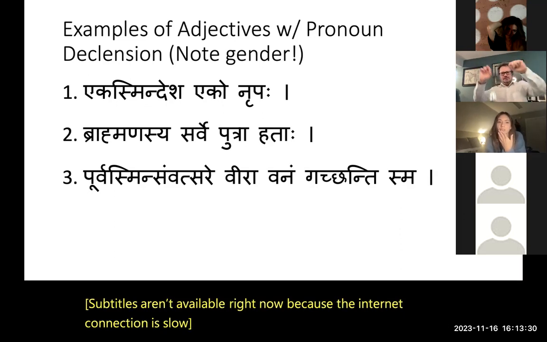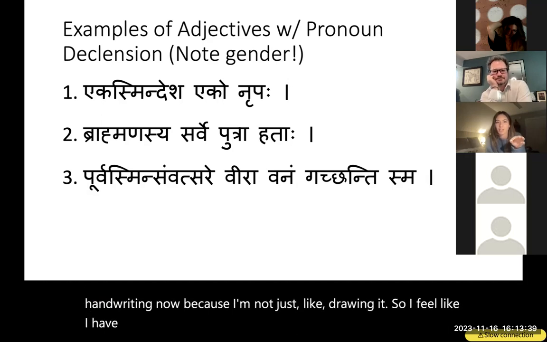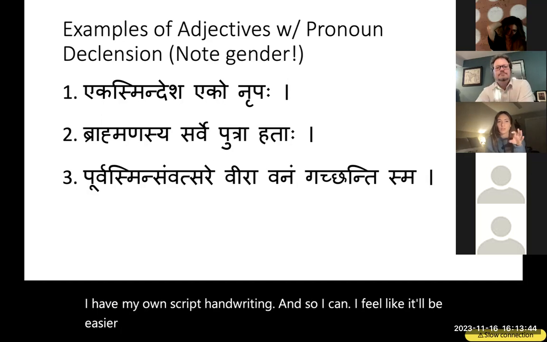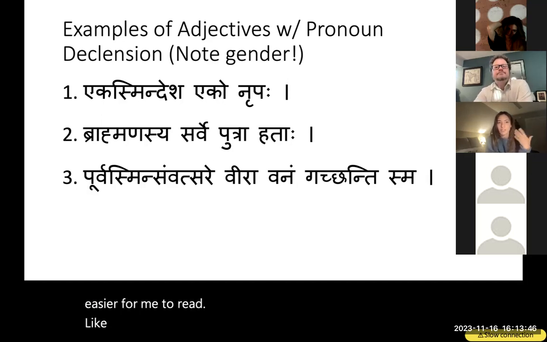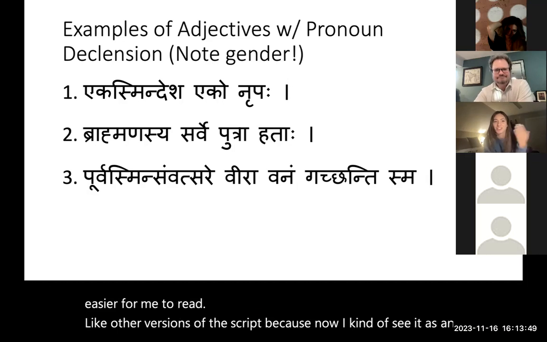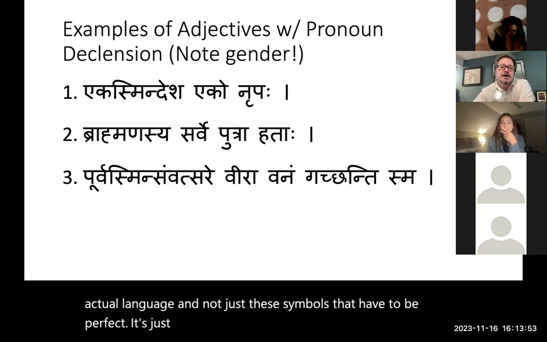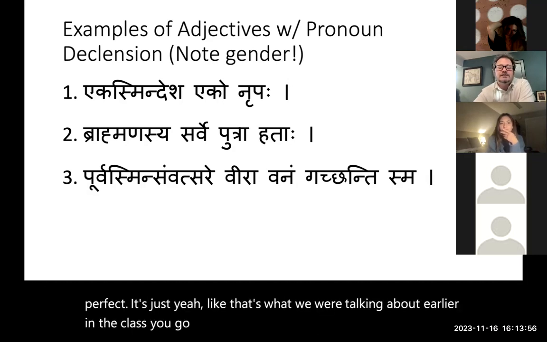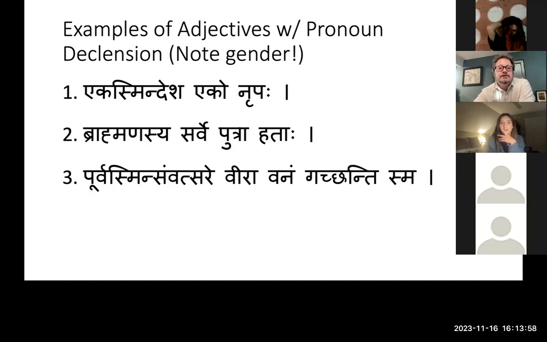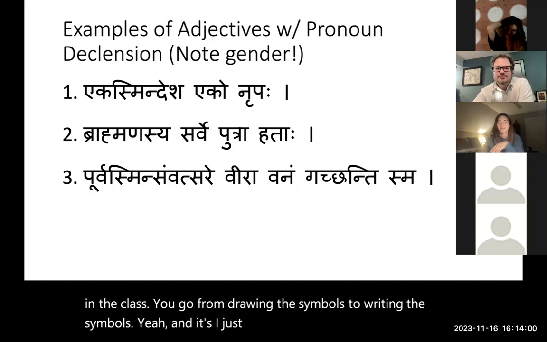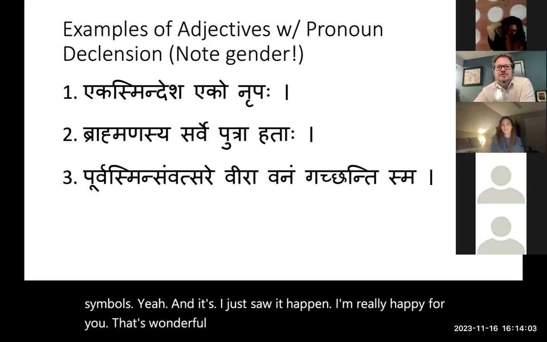But at first you're like, why am I just writing these symbols out of nowhere? Yeah, and it's like my script has a handwriting now because I'm not just drawing it. So I feel like I have my own script handwriting, and it'll be easier for me to read other versions of the script because now I see it as an actual language and not just symbols that have to be perfect. That's what we were talking about earlier in the class. You go from drawing the symbols to writing the symbols. Yeah. And I just saw it happen. I'm really happy for you. That's wonderful. Thank you for sharing that with me.